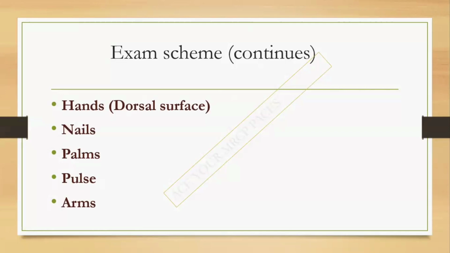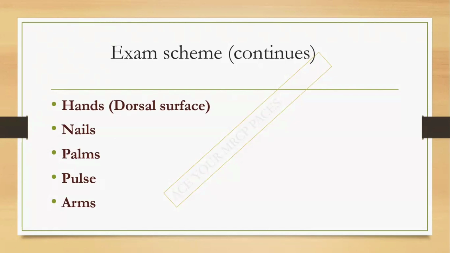What can you look for in the palms in a pulmonology patient? You can look for palmar erythema. You can look for wasting of small muscles of the hands. Okay, before moving towards the pulse, you should look for hypertrophic pulmonary osteoarthropathy. He might be a case of bronchogenic carcinoma. Okay, then come towards the pulse.